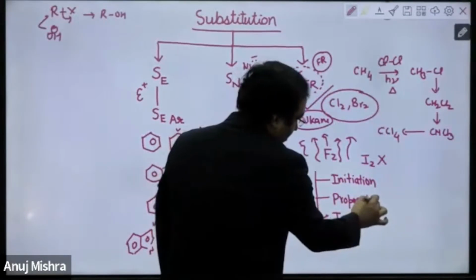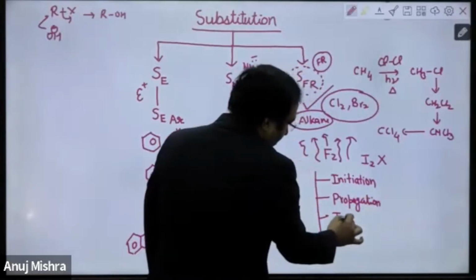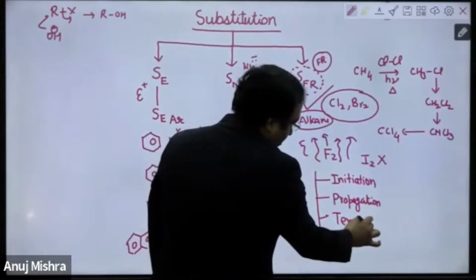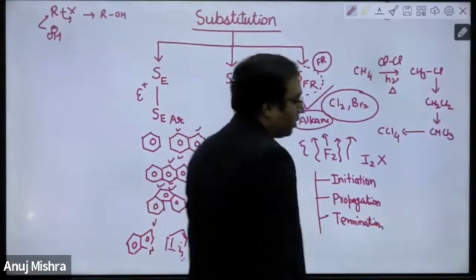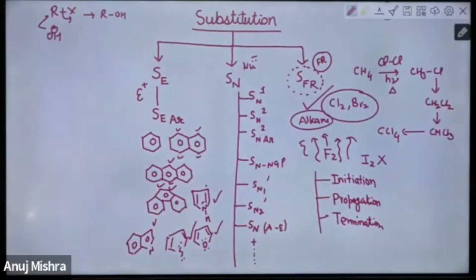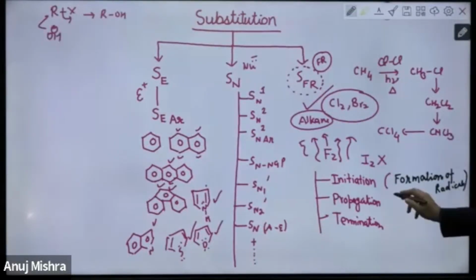Propagation. And termination. So write down, there are 3 steps always. Initiation, propagation, and termination. This is formation of radical. This is progress of reaction.